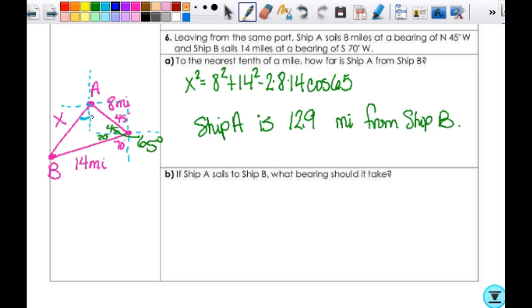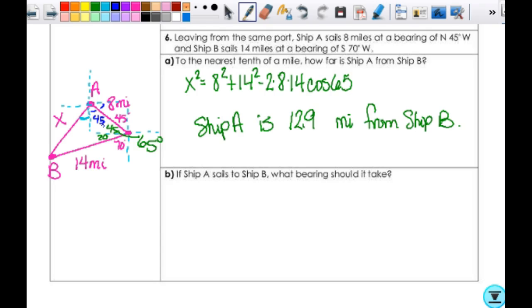It's 45. Because you see this? This is parallel to this because they are horizontal lines. So if this is 45, this is 45, and so is that. So all 4 of these little angles here are all 45. So after I find the measure of angle A, I can just subtract 45 from it and I have my bearing. Do you understand that from the picture?